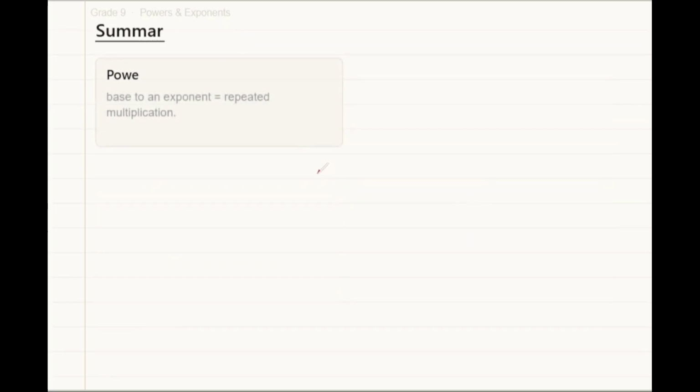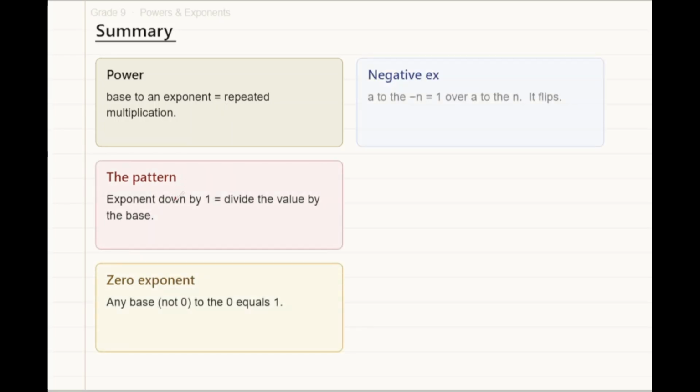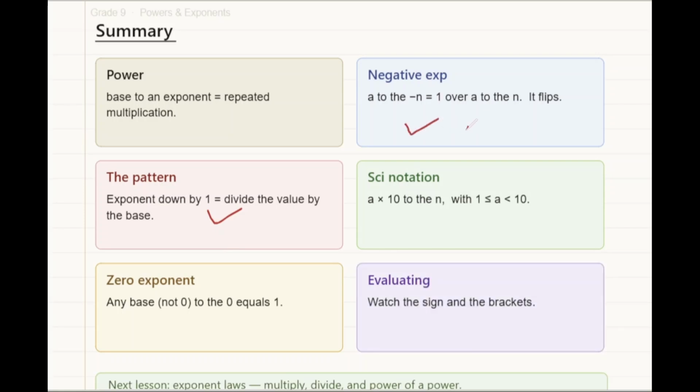Now, let us put it all together. A power is a base raised to an exponent. It just means repeated multiplying. The pattern, the big idea: when the exponent drops by 1, you divide the value by the base. That one idea explains everything. From it, any base to the power 0 is 1, and a negative exponent flips the number. So if you have a to the power negative n, you flip it and write a to the power positive n. Scientific notation writes a number a times 10 to the power n, where a is a number between 1 and 10. And when you work with powers, always watch the sign and the brackets.